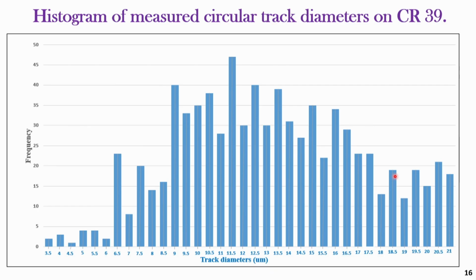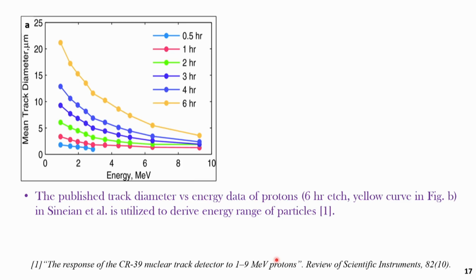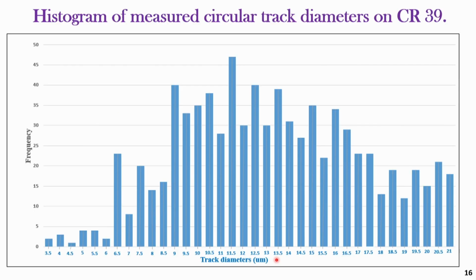Next, I measured the diameters of solitary tracks and plotted a histogram. I'm sorry, the numbers are quite small. The track diameters are in micrometers, and start from 3.5 microns and go up to 21 microns. The maximum frequency is from 10 to 13 microns.